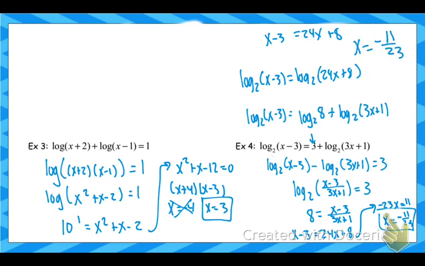All right, now I was so hurried to try and get you guys to see the extra method of doing this, I forgot to do the very last step, which is check to see if your answer is extraneous. If I plug in negative 11 over 23, negative 11 over 23 minus 3 is a negative number. I can't take the log of a negative number, so this is an extraneous solution. So the only solution that we found is extraneous, which means this actually has no solution. So no matter which way you choose to work it out, you're going to end up with no solution.